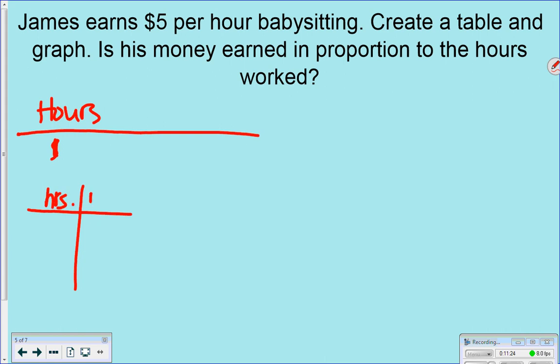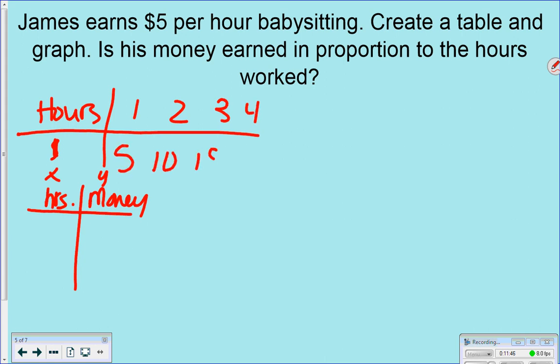You can do it this way, or you can do it this way, hours and money, because they may give you a graph a different way too, with up and down, and this is still X and this is still Y. So top is X, bottom is Y, left is X, right is Y. Now I'm going to do my hours: 1, 2, 3, 4. Money: 5, 10, 15, 20.